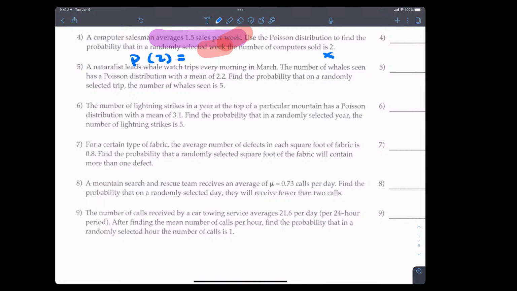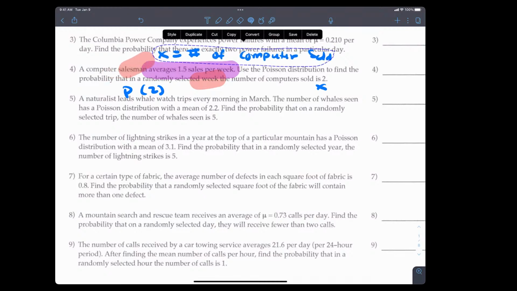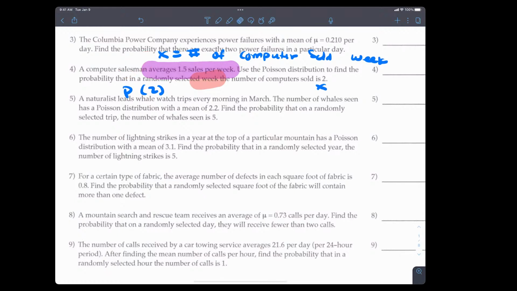X is the number of computers that you're selling. The mean, though, is 1.5. So maybe that's important to write down so people know X is the number of computers sold, and that's going to be in a week. That's an important detail. Okay, in the week interval. So that's why it's P of 2.